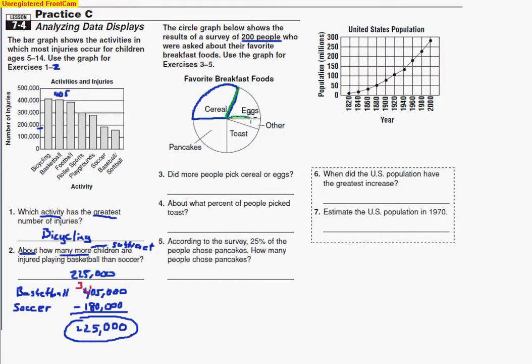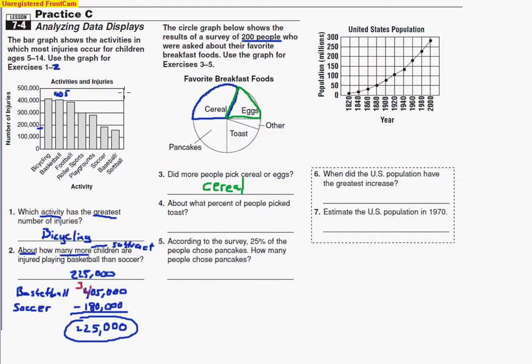So which piece is the bigger piece? If you're going to have a piece of pie, which one do you think you would take if you wanted the one with more? Well, cereal is definitely bigger. If I cut it in half, it would be right here. And so cereal is this much more, this little extra section more than eggs. So cereal is definitely the one that has more in this case. So did more people pick cereal or eggs? More people pick cereal.